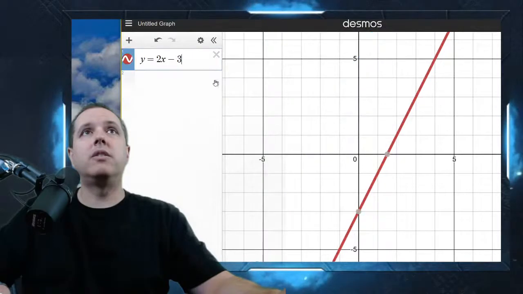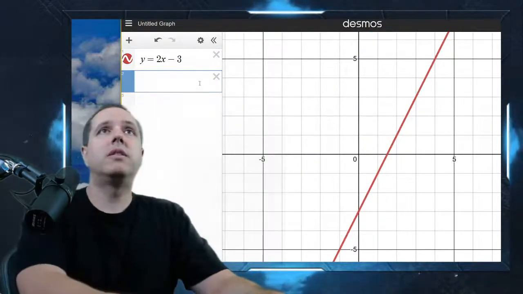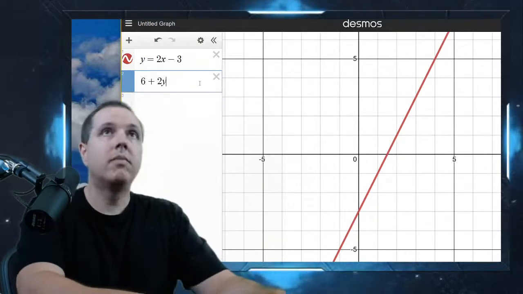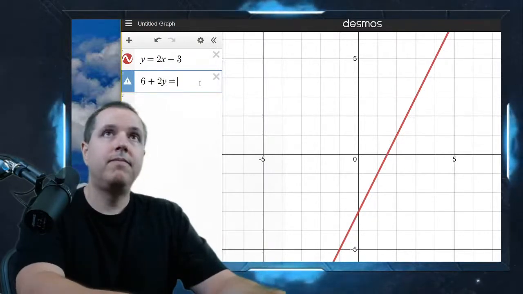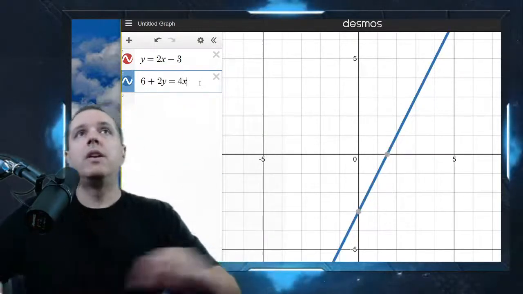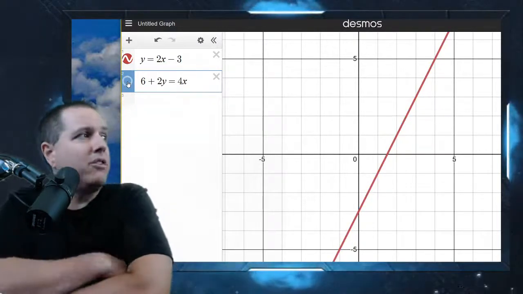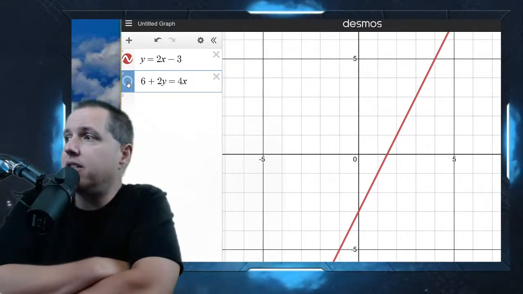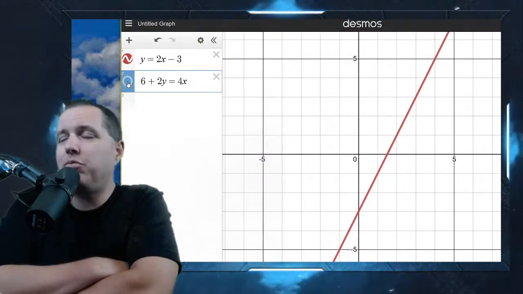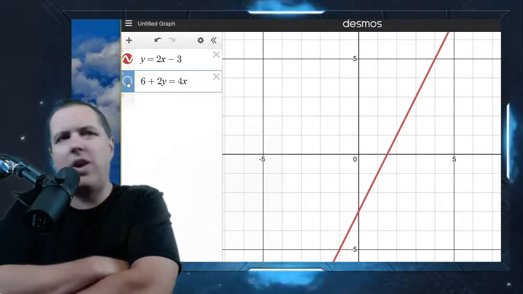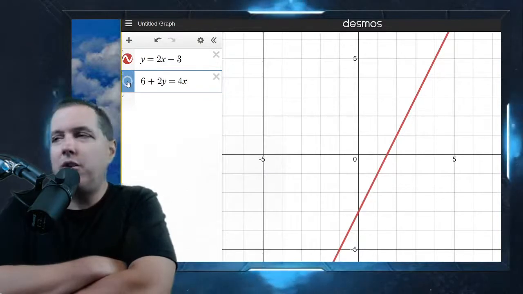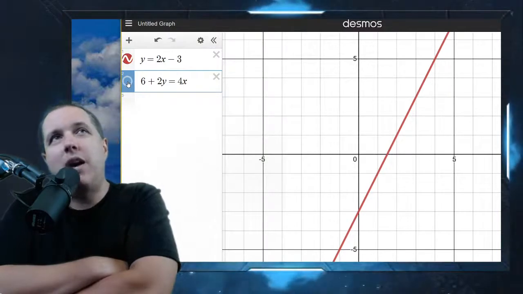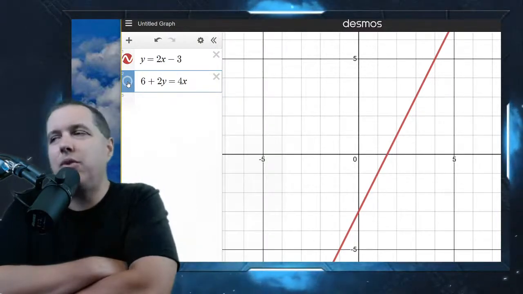Let me see if I can do this well. So let's see. Now, when you just look at the algebra over there, y equals 2x minus 3 and 6 plus 2y equals 4x, if I just handed you that system of equations, you're probably not going to immediately go, wait a minute, those are both the same equation, right? Some of you might, but most of us are not going to recognize that it's the same equation written differently.